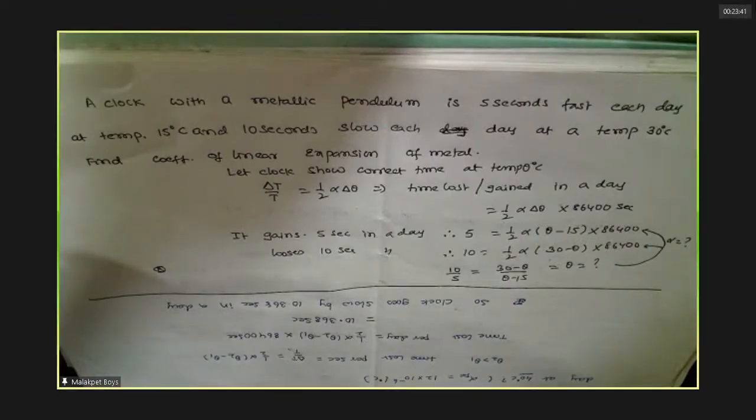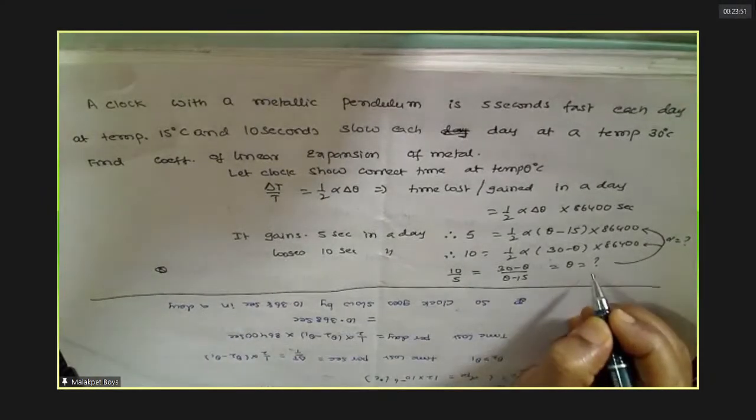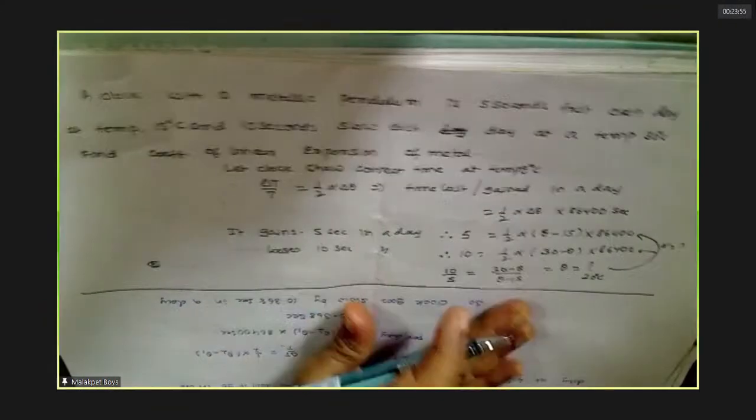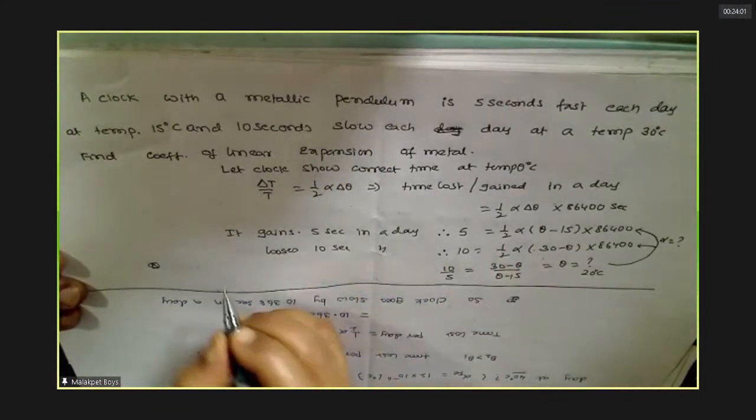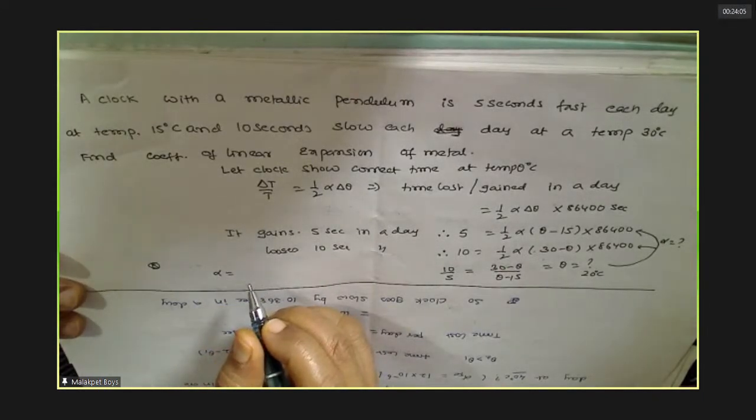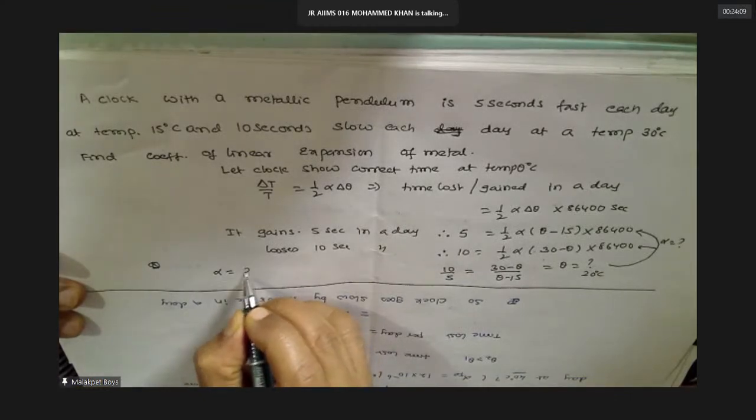Your turn there. One minute, sir. The answer is 20, sir. Theta is 20. Yes, sir, I got 20 only. Substitute that, you'll get alpha. In any of these equations, substitute, you'll get alpha. Yes, sir. 1 divided by 43,000.